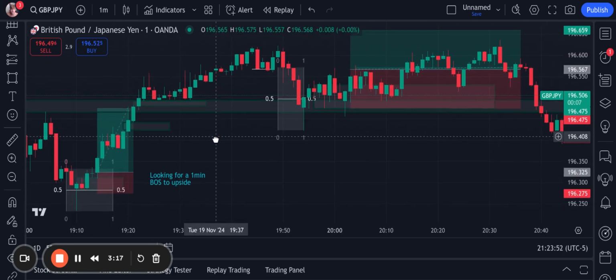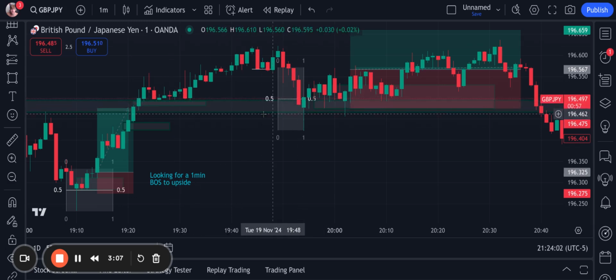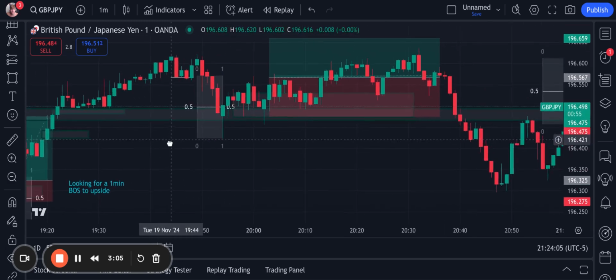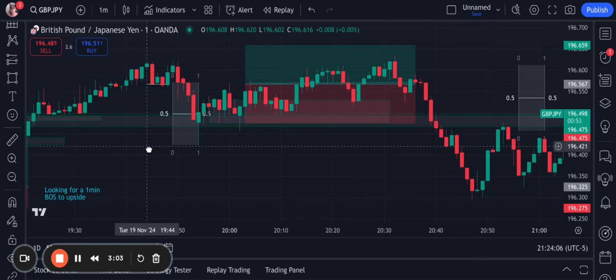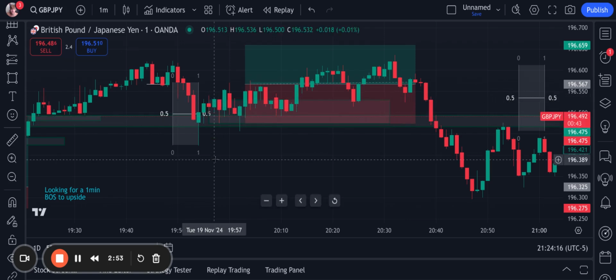So price had created a 15-minute fair value gap right here below these lows. Price came down below these lows and entered into this 15-minute fair value gap. So I waited for a 1 minute break of structure. Price gave me a 1 minute break of structure here. This bullish candlestick closed above this high here. So that was my break of structure.